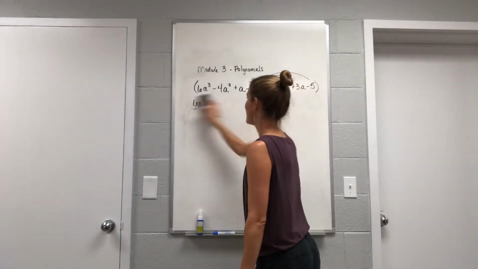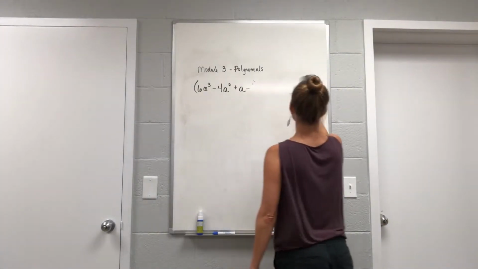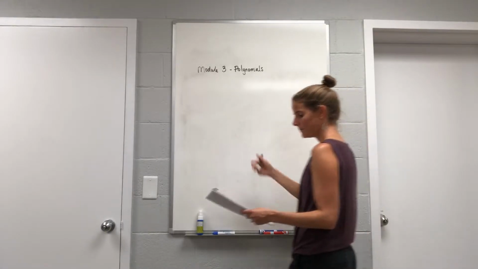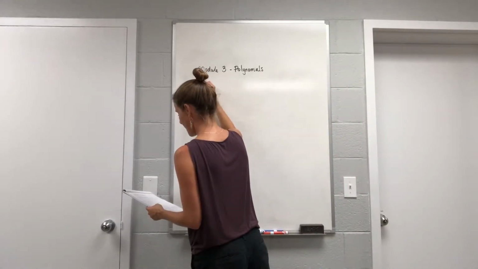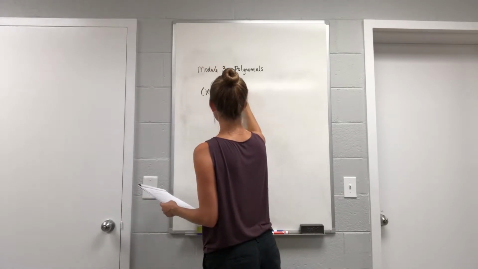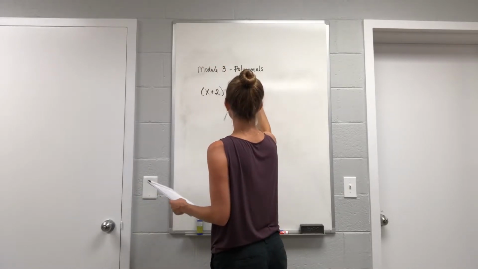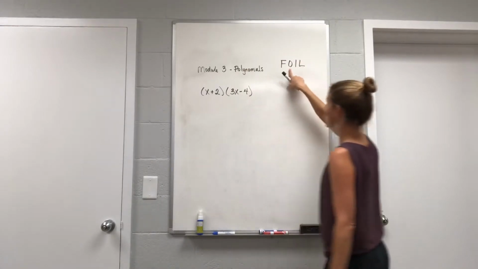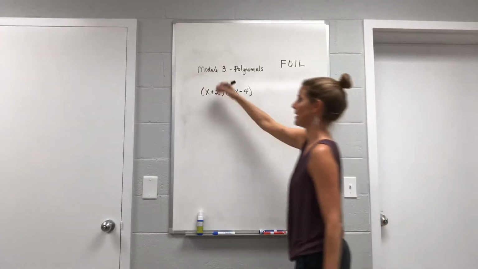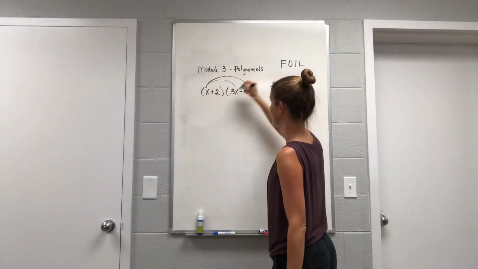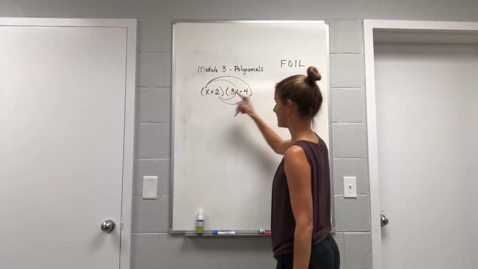All right, then we have multiplication. Some of you may have heard of this or remember this. When you have a binomial times a binomial, you might have heard of FOIL. It's first, outer, inner, last. So you multiply the first, and then the outer, and then the inner, and then the last terms in each one.